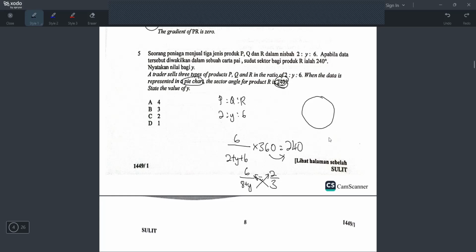So 3 times 6, 18. And then 2 times (8 plus y). Okay, 2 times 8, 2 times y. So 2 times 8 is 16. 2 times y also you have to do, becomes 2y.